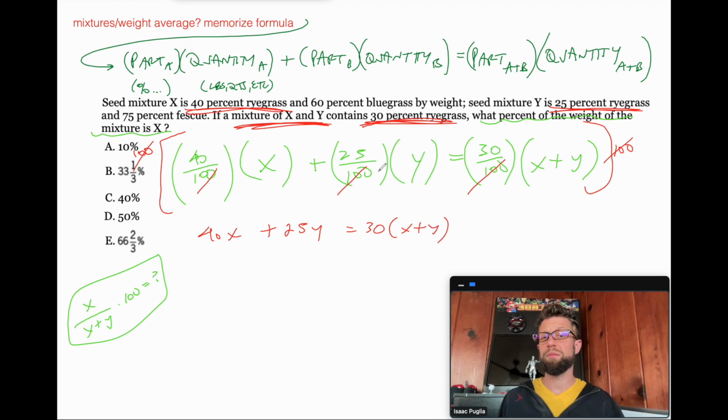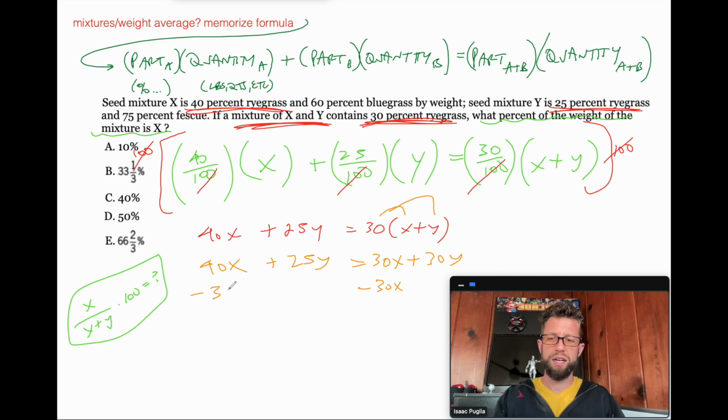And already I think that makes the math a lot more approachable. Let's go ahead and distribute our 30 over here. So 30x plus 30y and then 25y, 40x. And now we'll just combine some like terms. So I'll subtract 30x from both sides. I'll subtract 25y from both sides, and I'm going to get 10x over here, and I'm going to get 5y over here.